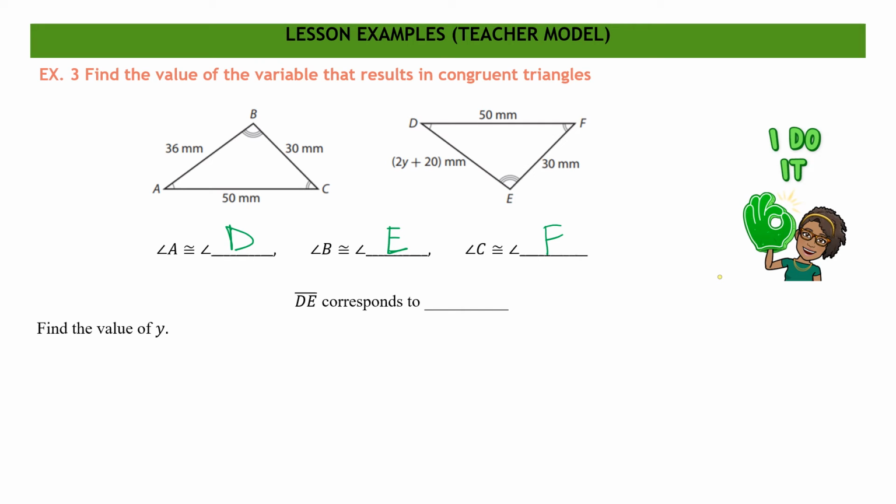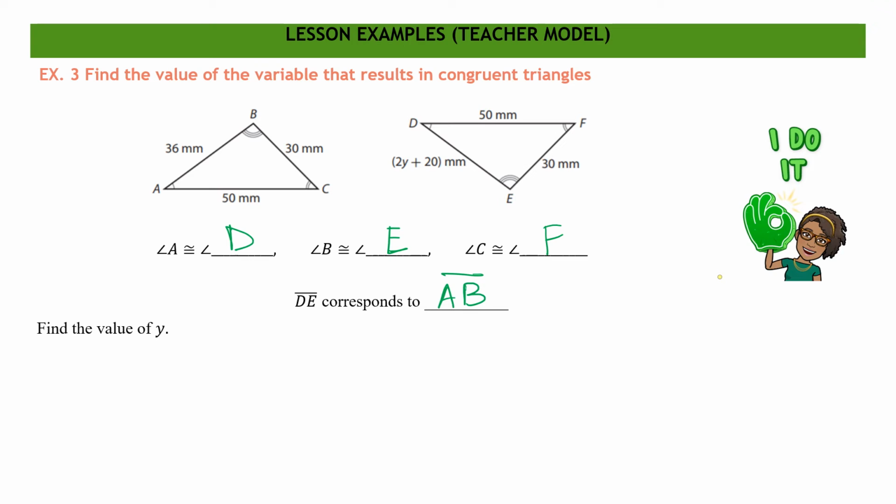So that would have to be the first endpoint. And we know that E corresponds to B because we just stated that right here in our second statement. So that means that these two sides would be corresponding. And if they're corresponding, and we already said that the angles are congruent, we can only assume that the sides are congruent right now. But we have to prove that by finding the value of y.